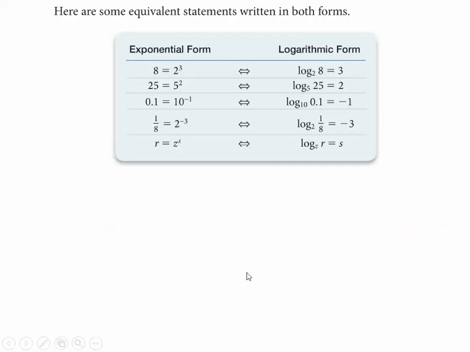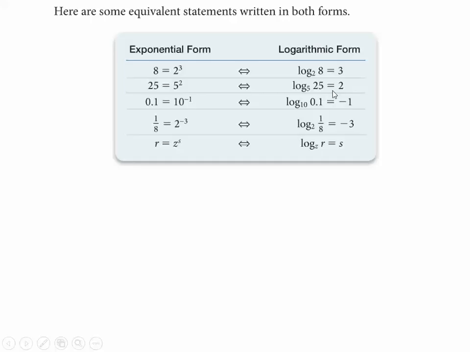the different forms here. So 8 is equal to 2 to the third. We can write the same exact form as log base 2 of the number 8 is equal to 3. And again, everybody agree 25 is actually 5 squared? We can write it like this, and that's fine. We can write it as log base 5 of 25 is equal to 2.